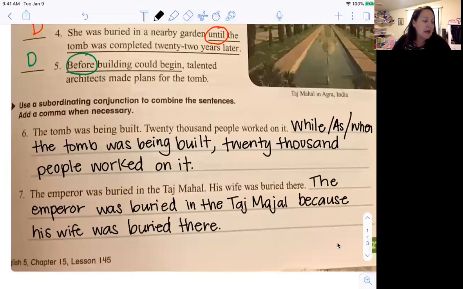You could have said, although his wife was buried there, or you could say after his wife was buried there. You could say either one. But I kind of like the word because. Now, I made a boo-boo, and we need a comma right here between Taj Mahal and because, since it's 2 separate sentences. Later on, next week, we're going to learn about those compound and complex sentences.